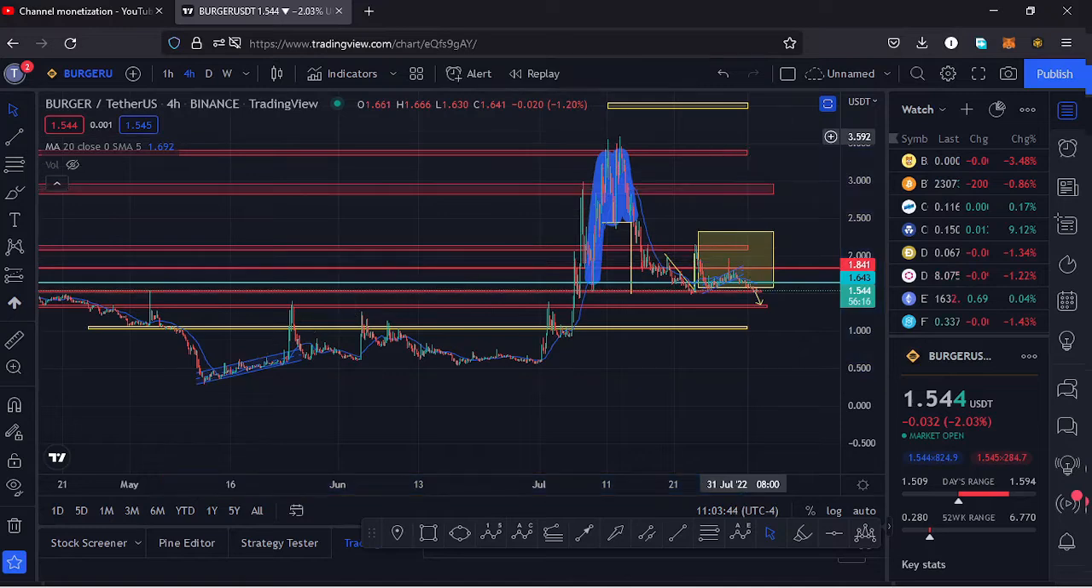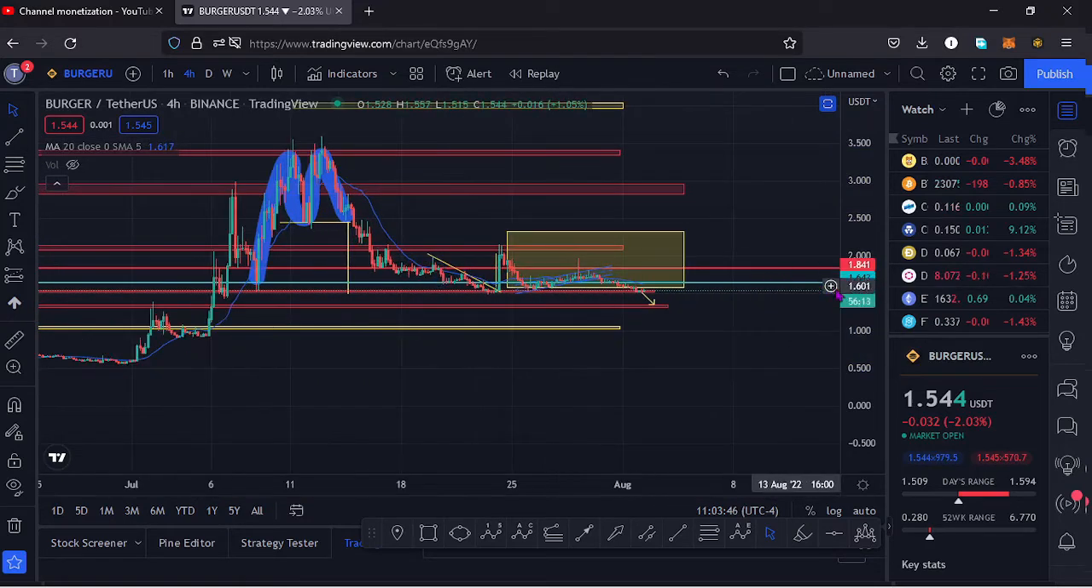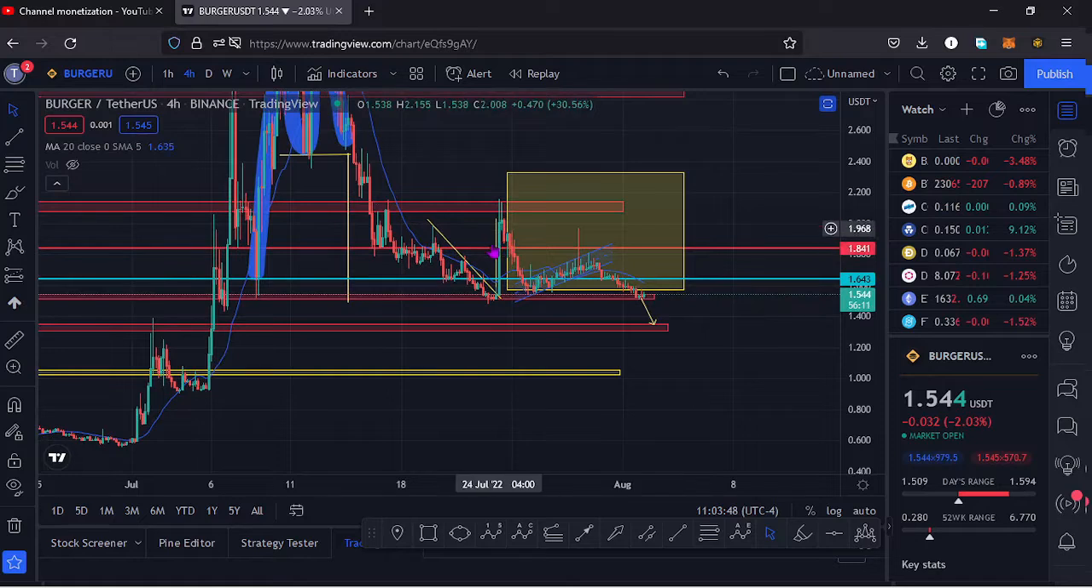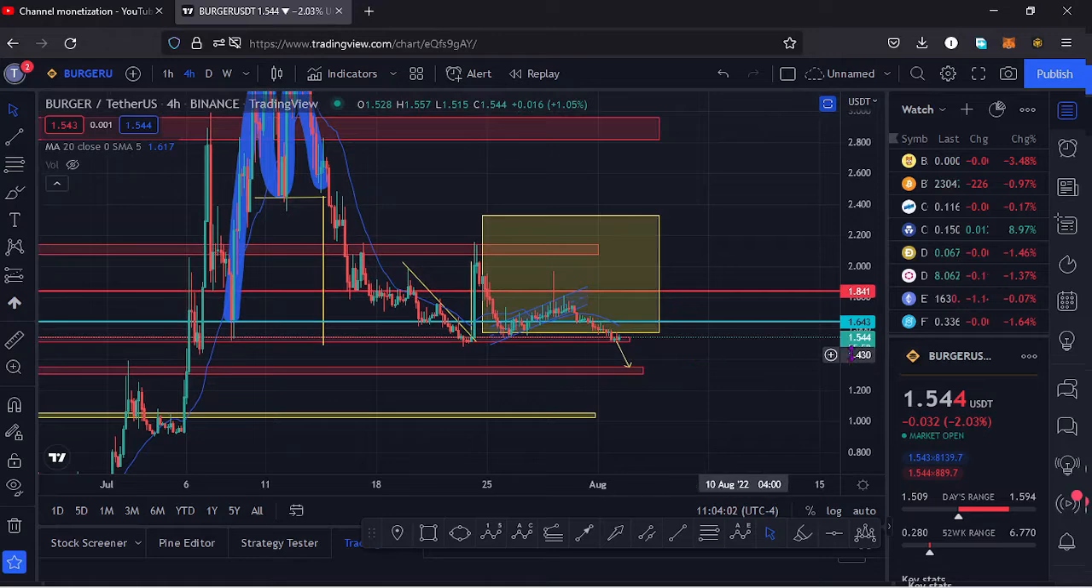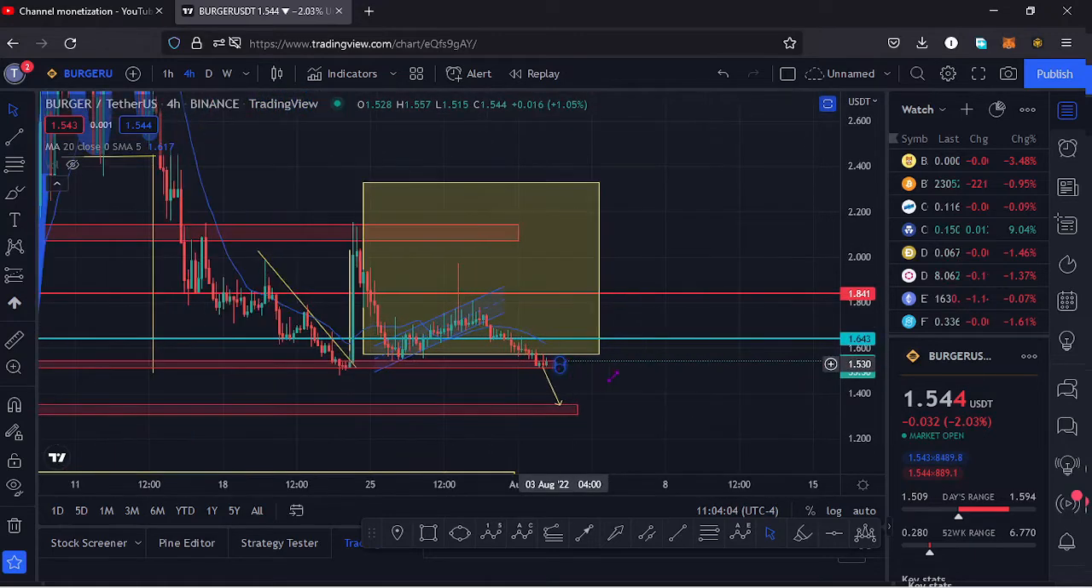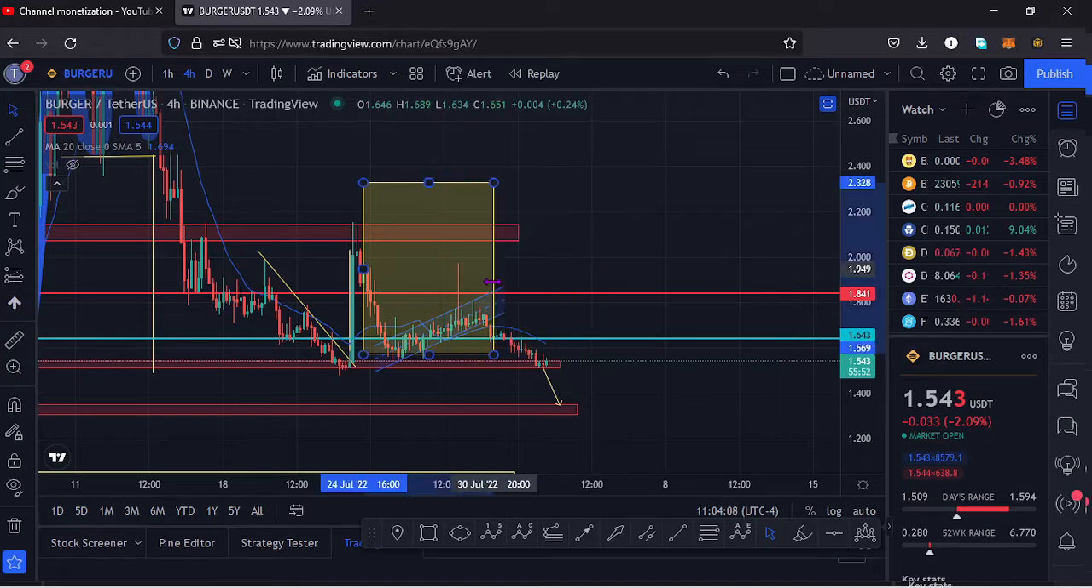If I zoom out, you can see that the price of Burger has been trading within this yellow target, meaning we are in an area where we might see a reversal to the upper side, because using the Fibonacci's, Burger has done the minimum that we expect a retracement to do, and so soon we might see a reversal to the upper side. And that brings me to the key scenarios that I expect to play out on this chart.